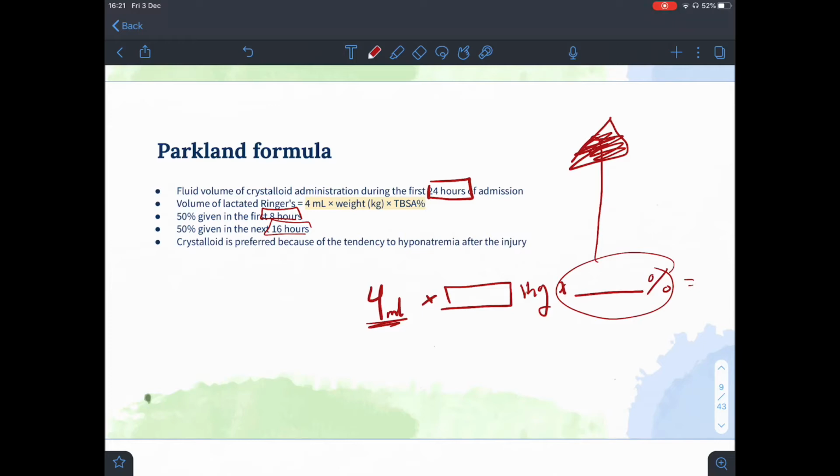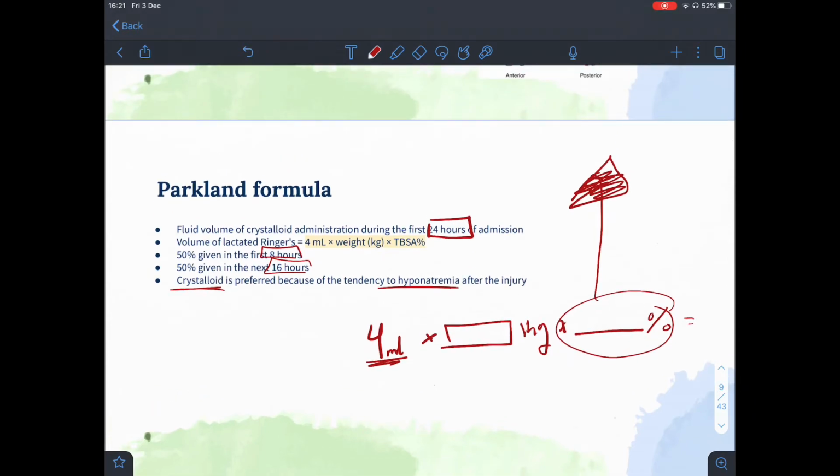ممكن لا على طول نعطيهم مرة واحدة. أوكي، ليش crystalloids؟ لأن there is a tendency to hyponatremia after injury. هذا الفلويد resuscitation formula أو Parkland formula.